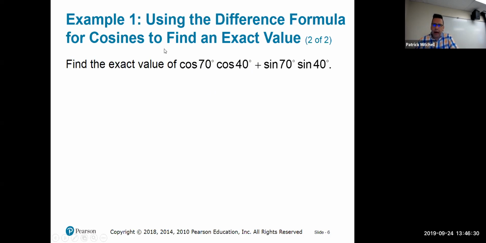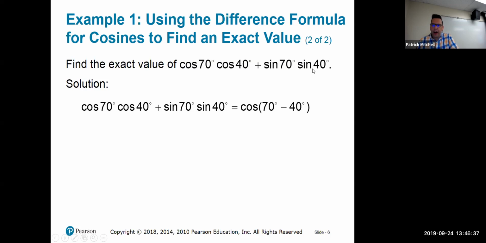But it just so happens, and this problem was completely rigged to do this, this fits the pattern of the cosine difference formula. So here's your cosine alpha, cosine beta, plus sine alpha, sine beta. We just learned that that's equal to the cosine of alpha minus beta. And the reason I say it's rigged is because 70 degrees minus 40 degrees is 30 degrees. And we know all about 30 degrees, right? The cosine of 30 degrees is square root 3 over 2.